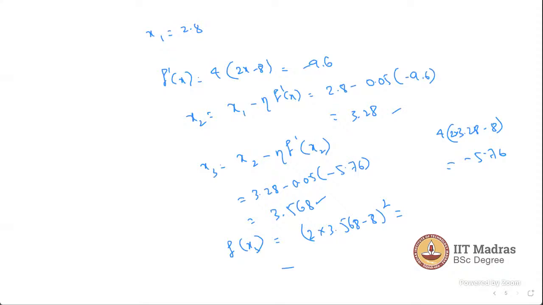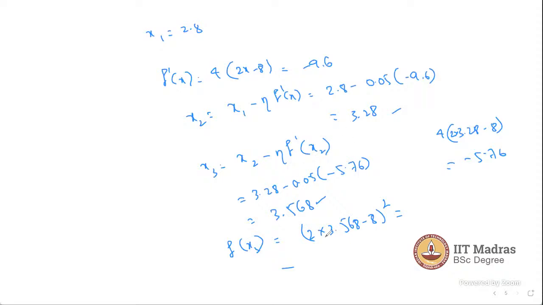So look at it. What is the value for that? 3.568 into 2 minus 8, which will give 0.864, and 0.864 squared is 0.746, and it is not in the range of lesser than 0.1. So we still need to move ahead.